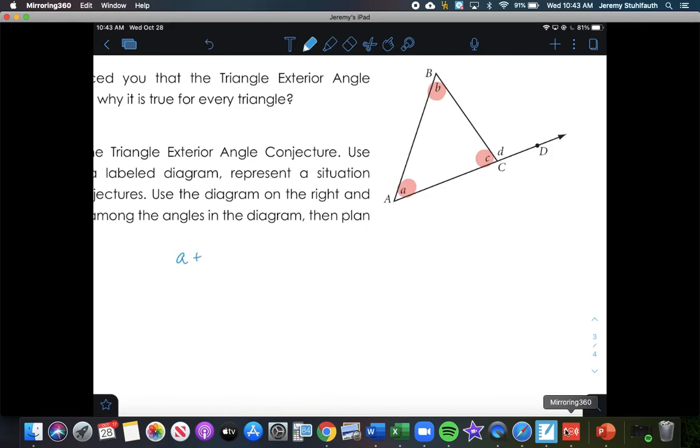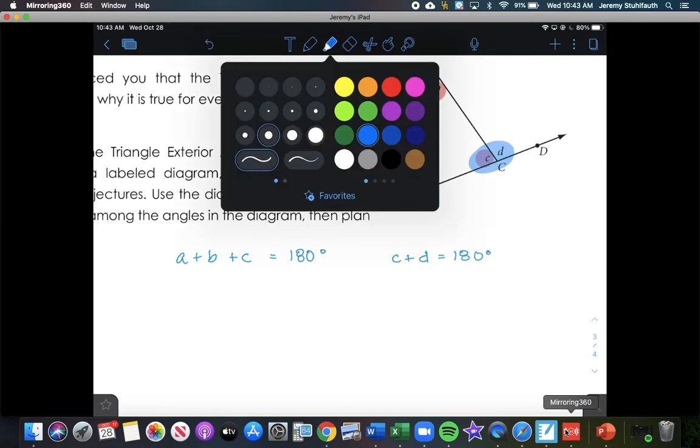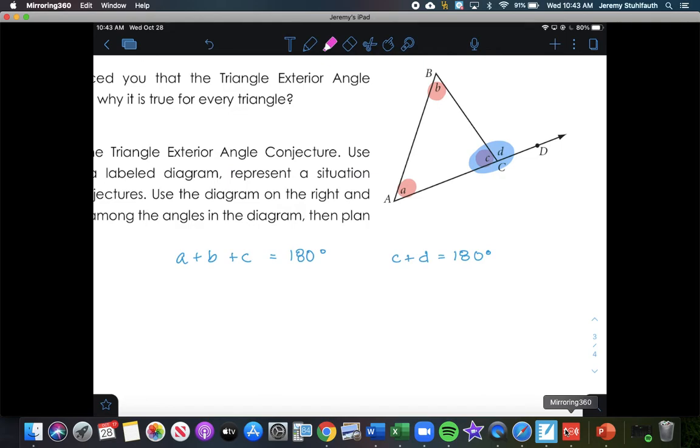So A plus B plus C is equal to 180 degrees. That's true for all triangles. C and D create a linear pair. And we know that if we take the sum of those two angles, since they're a linear pair, it also gives us 180 degrees. Now, because A plus B plus C equals 180 and C plus D equals 180, we can say that A plus B plus C is equal to C plus D.